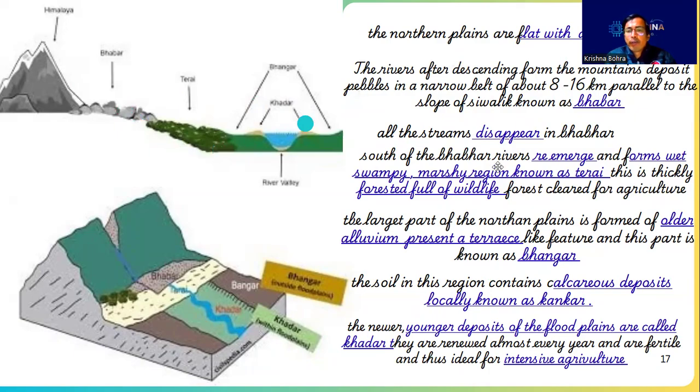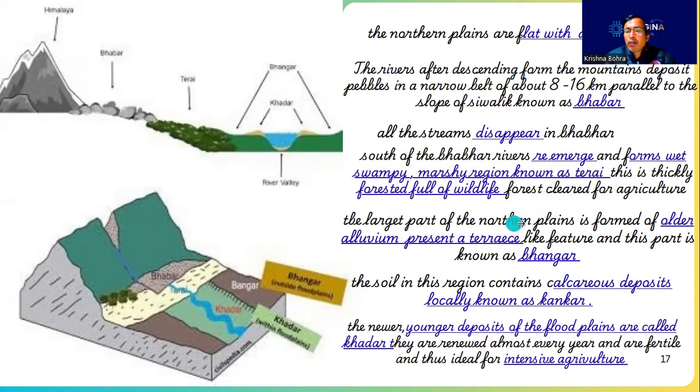So they disappear. South of this Bhabar, the area of smaller particles compared to the Bhabar, which has bigger boulders, these rivers start re-emerging and form a wet, swampy, marshy region, and this is known as Tarai region with thick forest, because this particular part is fertile. If you clear the forest, this particular area, being highly fertile, is good for agricultural purposes.